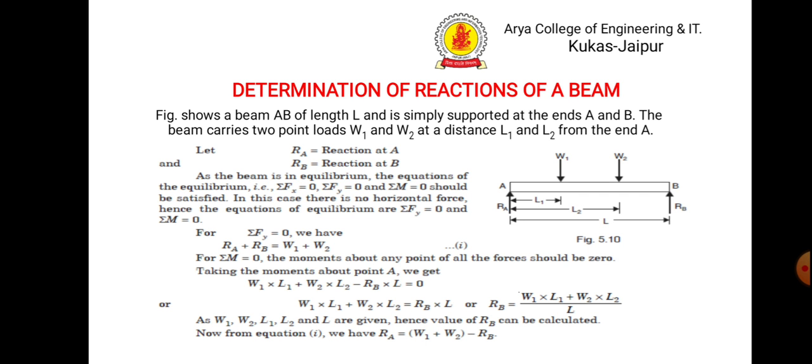W1 into L1 is a clockwise moment, that's why it is positive. W2 into L2 is again a clockwise moment, so it is positive. Then due to RB, it is RB into L, but in the anti-clockwise direction, that's why it is negative. From this we calculate the value of RB, that is W1 into L1 plus W2 into L2, whole divided by L. Once we have calculated the value of RB, we put this value in equation number 1 and we can calculate the value of RA.